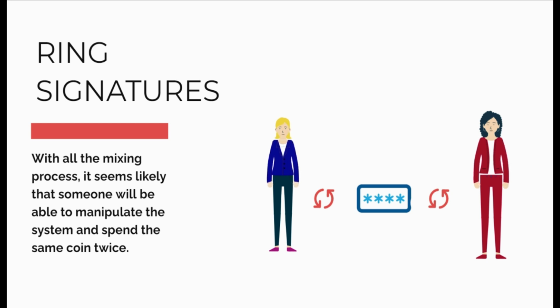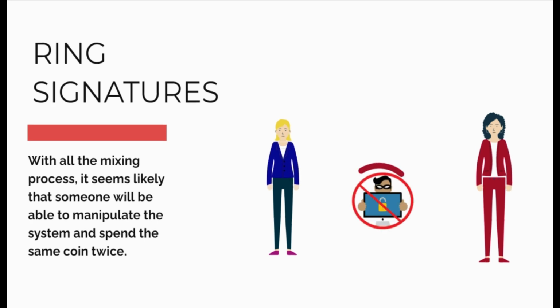In Lisa's case, mixing more addresses into the transaction makes it more difficult to trace, but since more mixing requires more network computing power, if she chooses to raise the mixing rate, she'll have to pay higher fees. In general, there's no need to mix in more than four addresses in order to guarantee anonymity. With all the mixing process, it seems likely that someone will be able to manipulate the system and spend the same coin twice. However, Monero implements a technology known as a key image to prevent such a double spend.